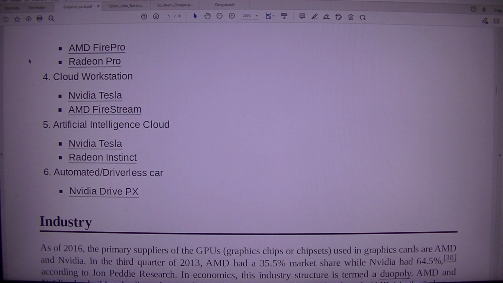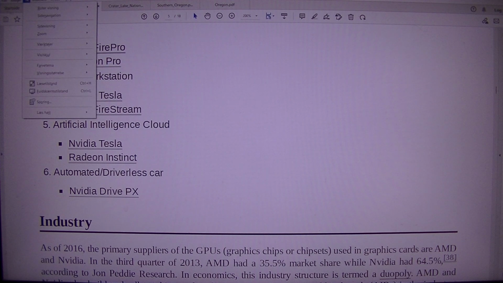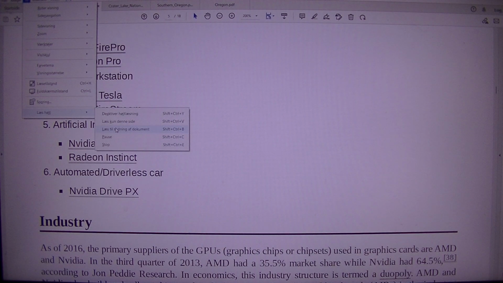Yes, I did click by mistake because I'm sleepy. We're going to read from the top again.